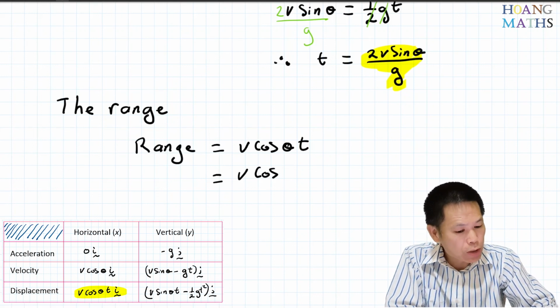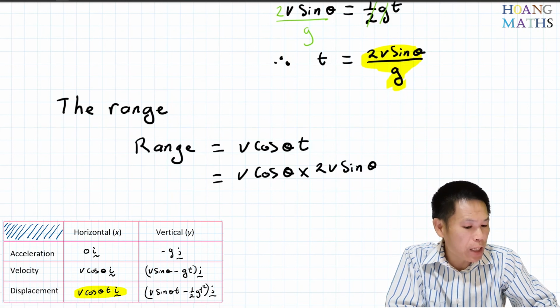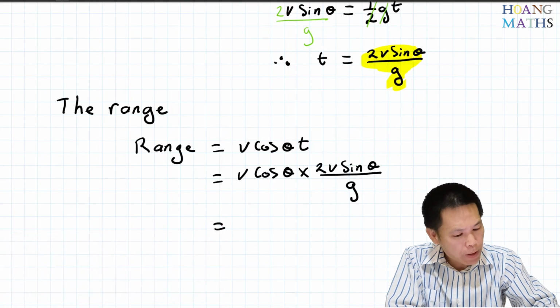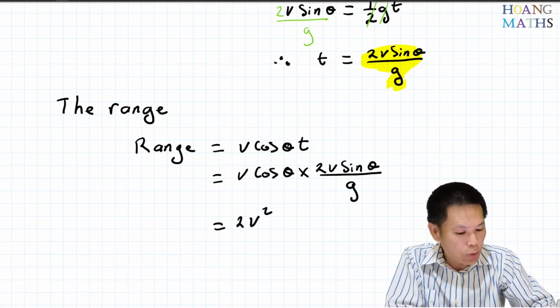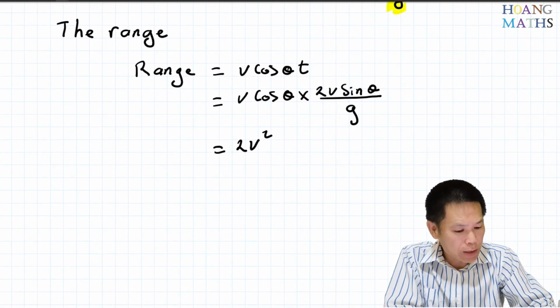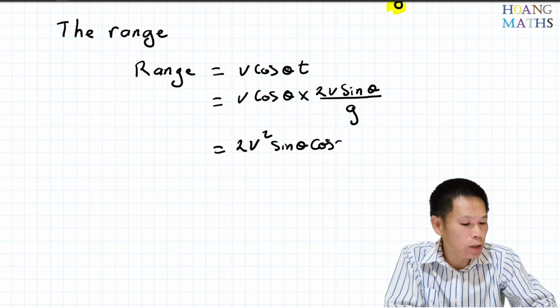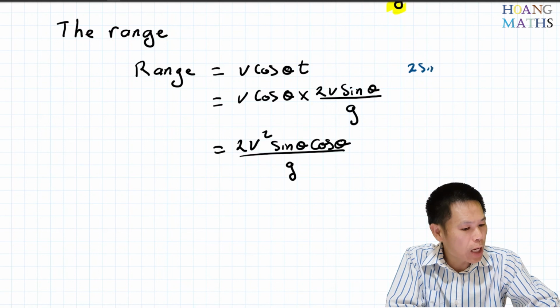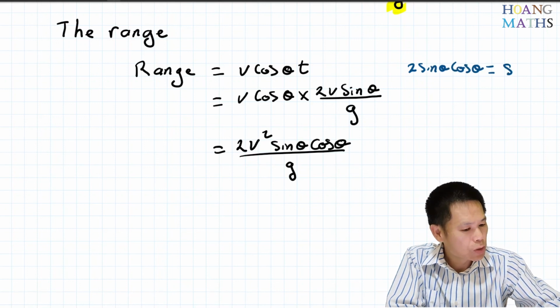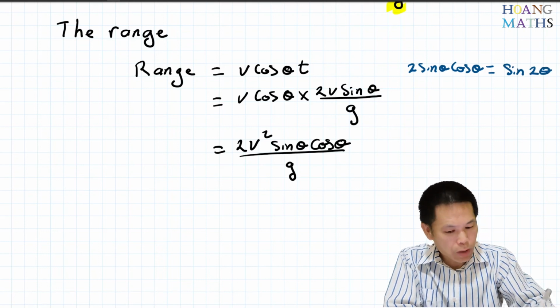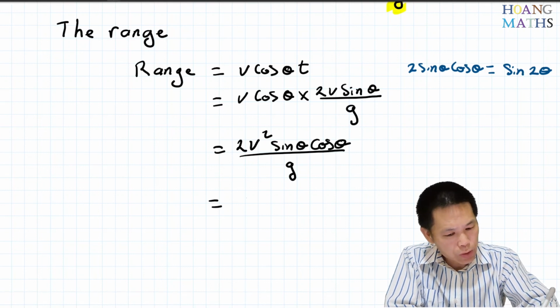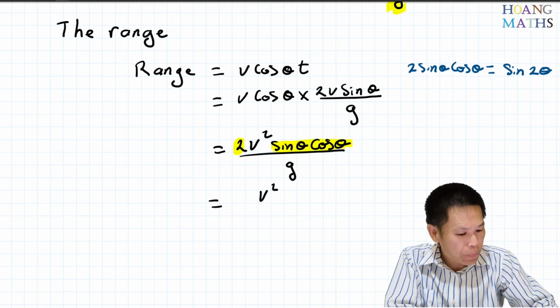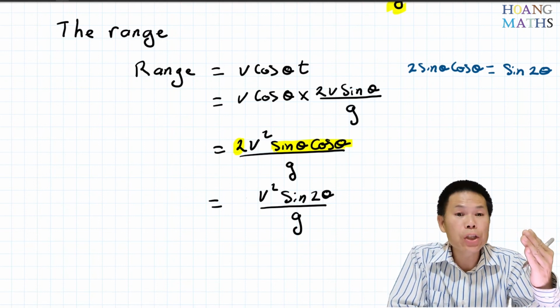So which is v cos theta times 2v sin theta over g. That will give me v times v is v squared, and the 2, of course, we need to write in front. Then cos times sin, sin theta cos theta or cos theta sin theta, doesn't really matter, over g. And do not forget, we know that 2 sin theta cos theta is equal to sin of 2 theta. So in other words, this is equal to v squared sin 2 theta over g. So this is the range of the particle.